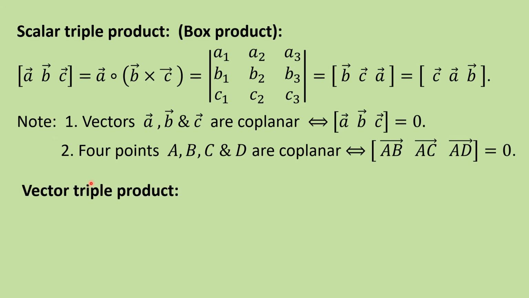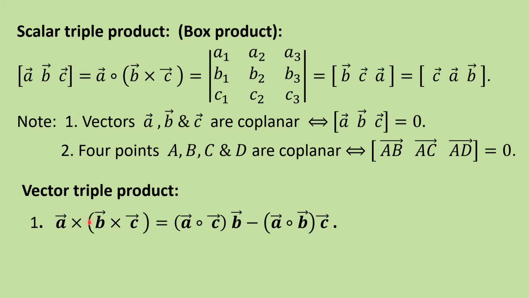Next we take the vector triple product, that is A cross B cross C, which we can write either by taking the cross product of B and C and then taking the cross product of A with the resultant, or else in terms of dot products we can write it as A dot C into vector B minus A dot B into vector C. But the vector triple product is not commutative, so A cross B cross C is not the same as A cross B cross C grouped the other way.